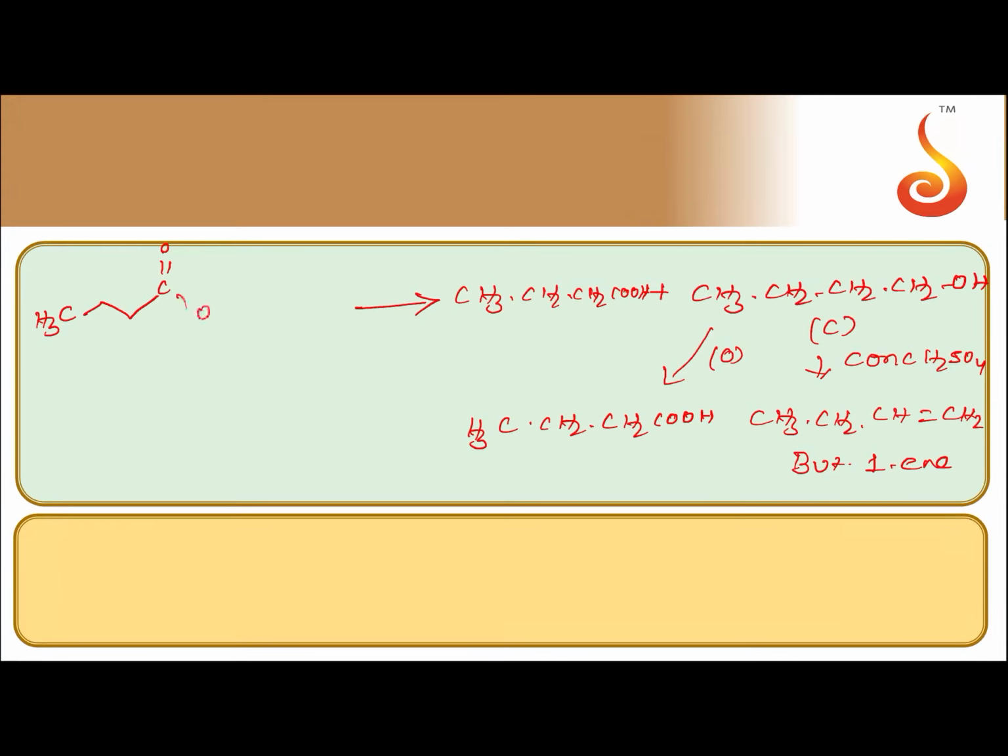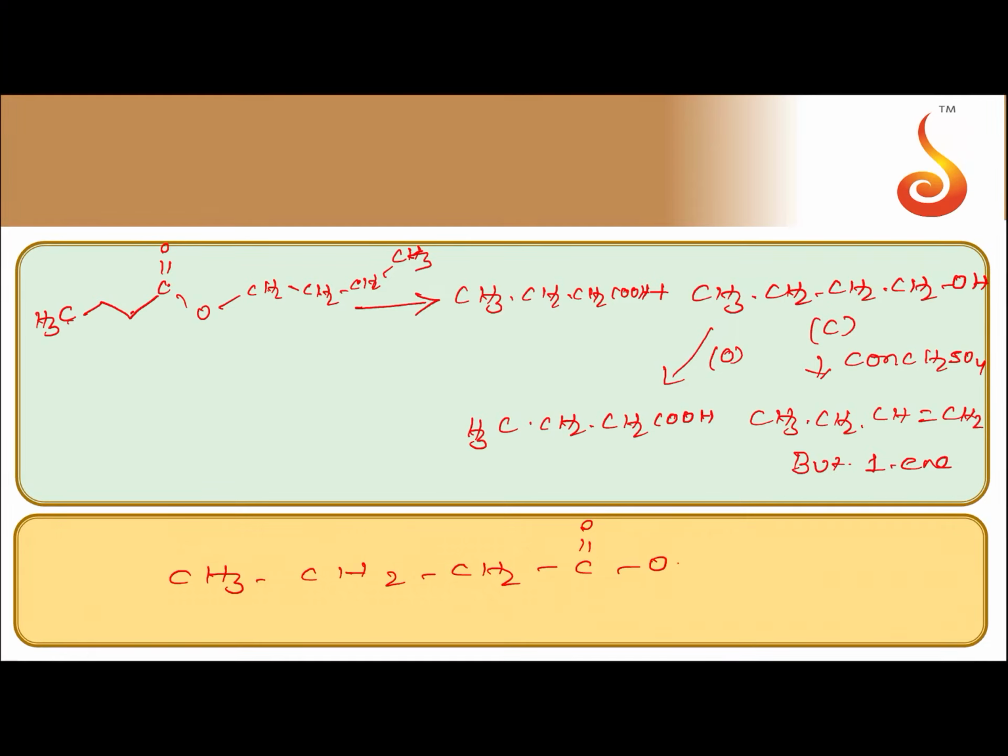So butanoic acid and butanol are formed from which ester? CH3CH2CH2COOCH2CH2CH2CH3. This is the ester. How many carbon atoms are there? 1, 2, 3, 4, 5, 6, 7, 8. So what is the ester here?